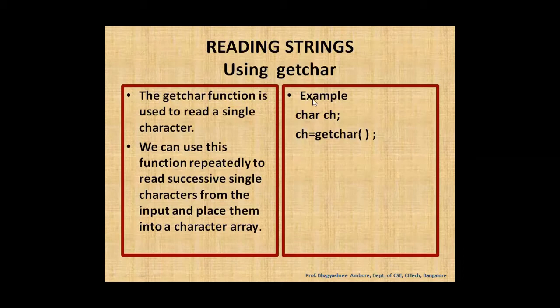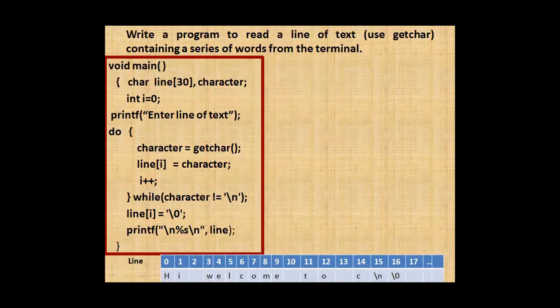For example, how to use this? I have declared one character variable, ch equals getchar. Now in this ch, how many values can I read? Only one. Say you enter a name, New York. Only N will be read and assigned to ch. If you want to read the others, you have to use this statement repeatedly in a loop. One example I have written, we'll see what it does.